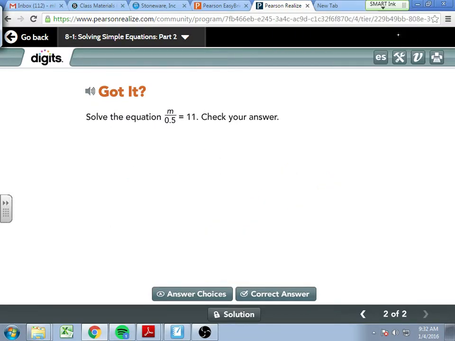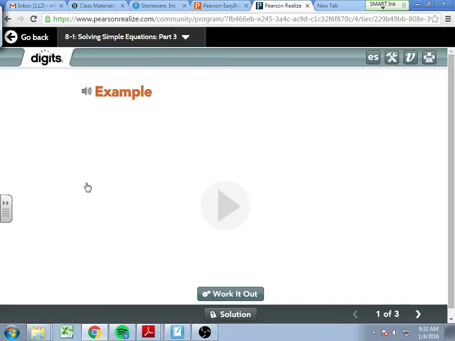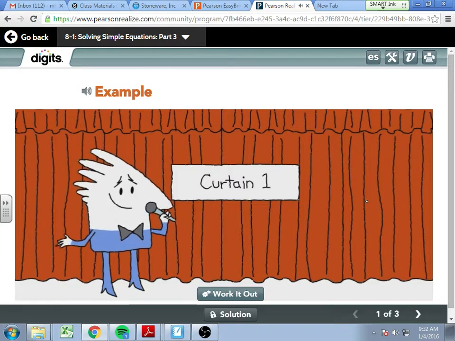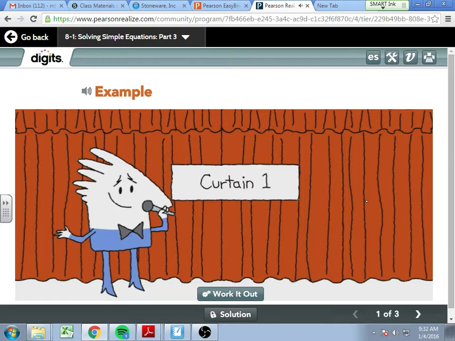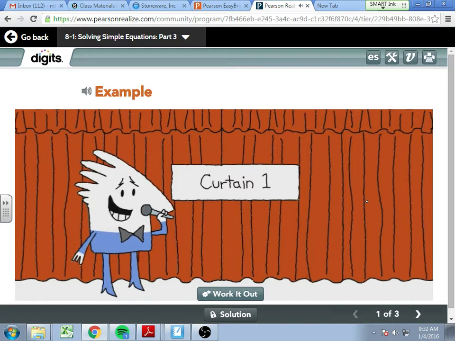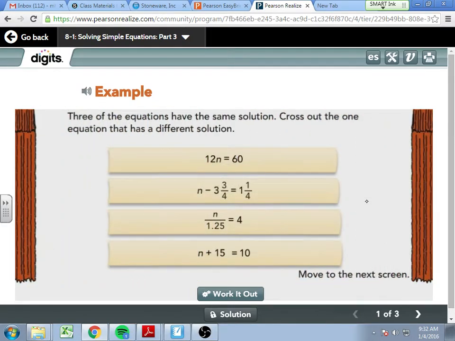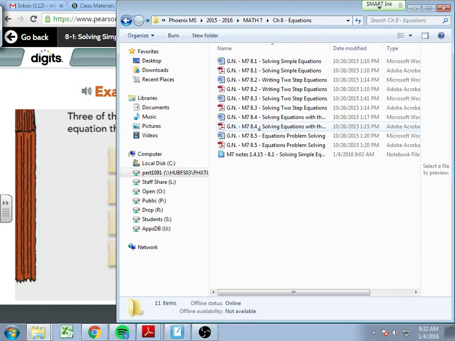Ladies and gentlemen, step on up to another round of one of these things is not like the others. Let's play. For each screen, 3 statements have the same solution. Cross out the one statement that has a different solution. Let's see what's behind the first curtain. Value for the variable. So you need to solve all 4 of these. Figure out which one has a different value for the variable. I'm just going to pull up the notes to make life easy.